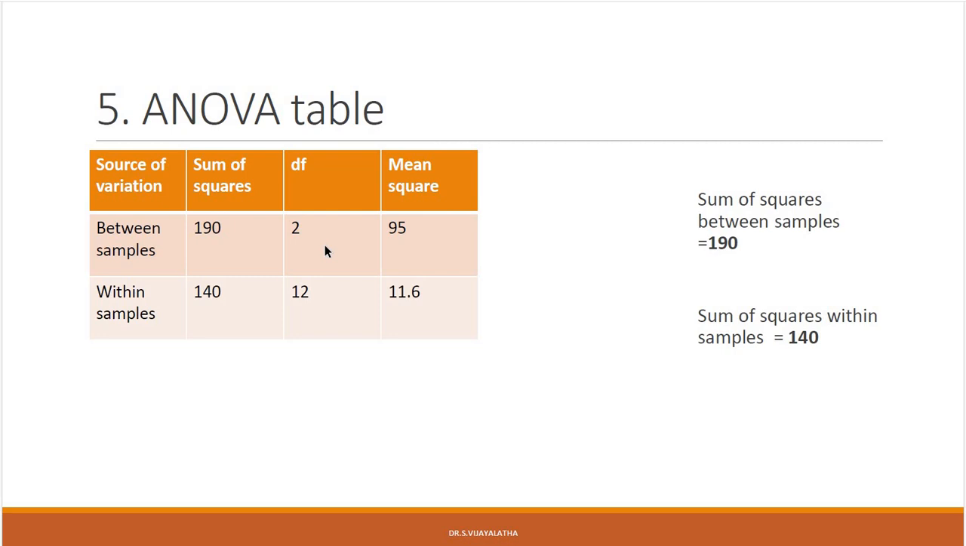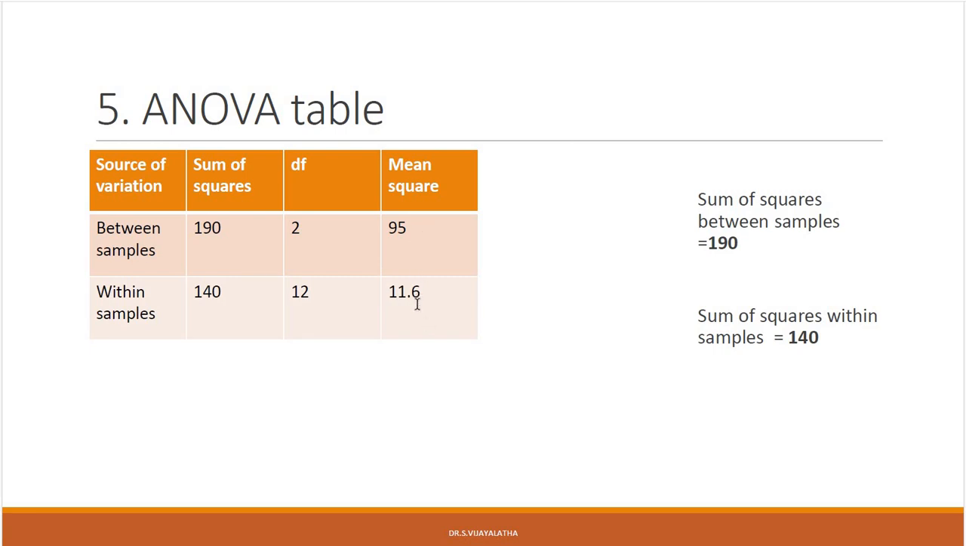Now what are the degrees of freedom in each case? Always degree of freedom is n minus 1. So we had 3 treatments. We had 3 groups. So 3 minus 1, 2. Similarly, within sample, so we had 5 in each group. So n minus 1 means 4. So 4 in each group, 4 into 3, 12. So here we put the degree of freedom is 12. The mean square, you have to divide this by this. So 190 by 2 is 95 and 140 by 12 is 11.6.